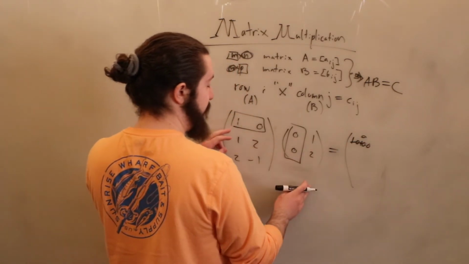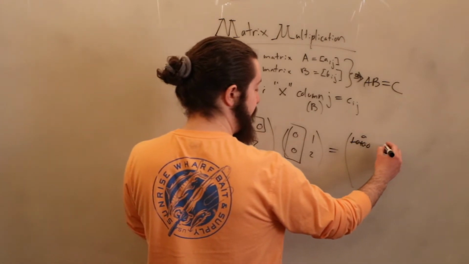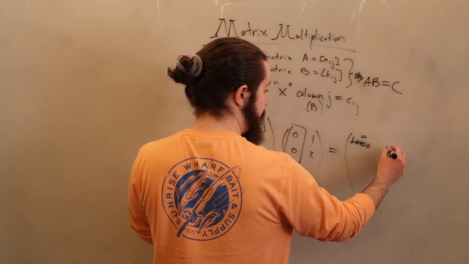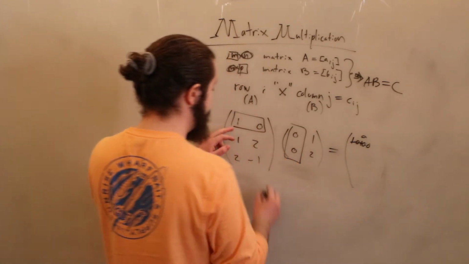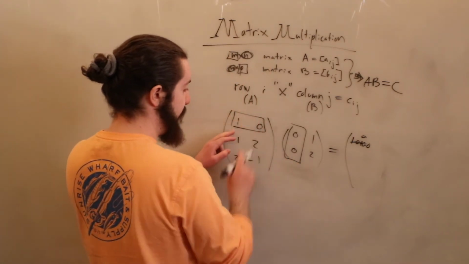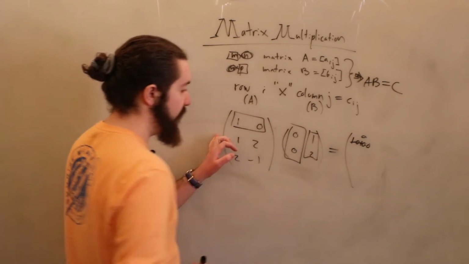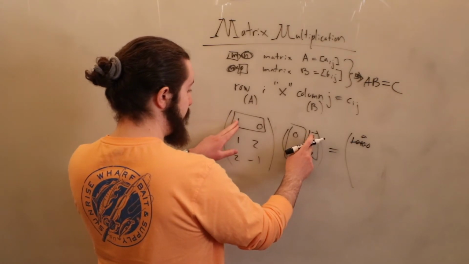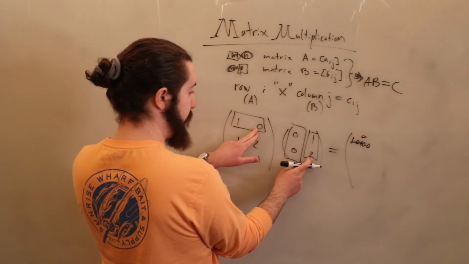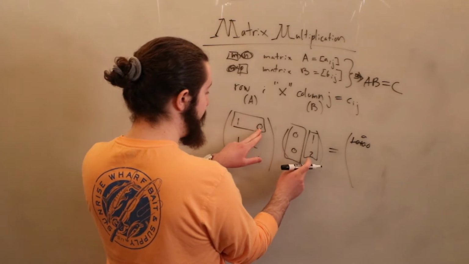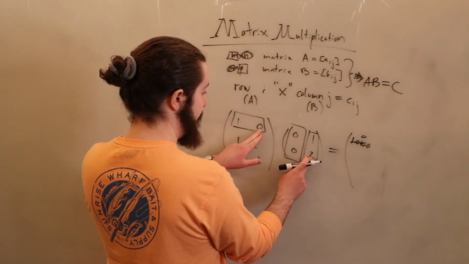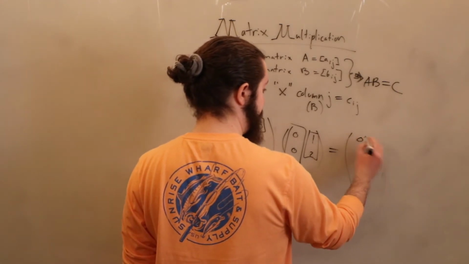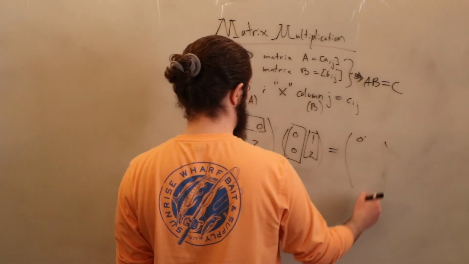Now for the second entry, which is going to be the entry in row 1, column 2. So position 1, 2 means row 1 of the first matrix times column 2 of the second matrix. So now we're going to do the same thing. 1 times 1 plus 0 times 2. So you're moving over in this one while you're going down in this one. 1 times 1 plus 0 times 2. That's going to be 1.